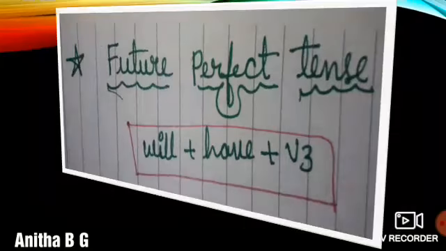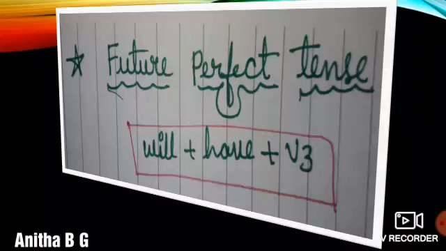For future perfect tense, will have plus V3. I will have written, she will have written, they will have written. Like that we can use any verb, but it is in the perfect tense, in the future perfect tense.